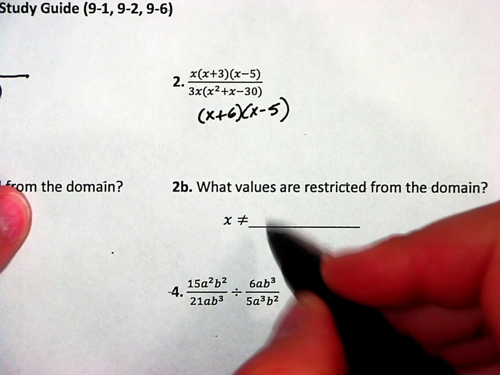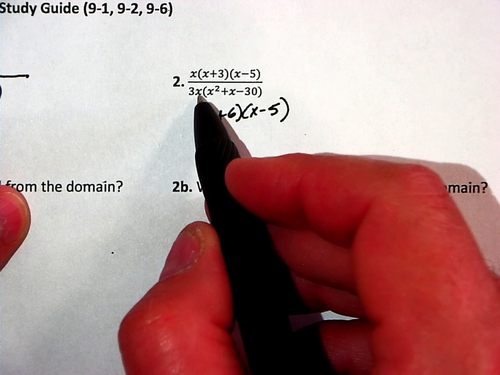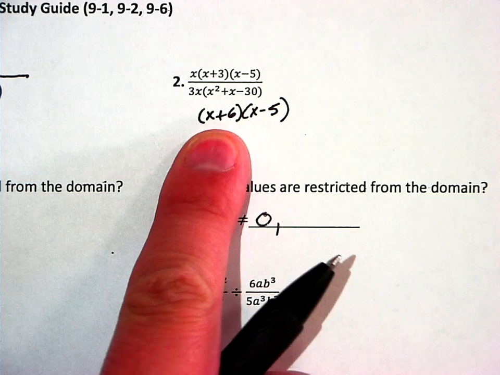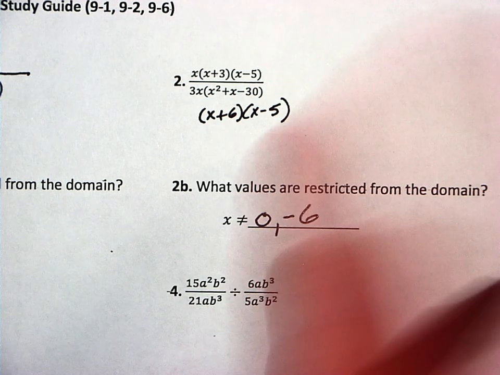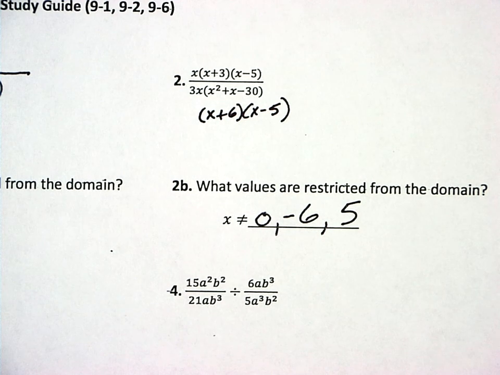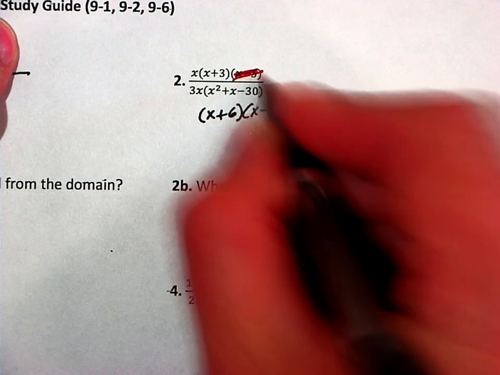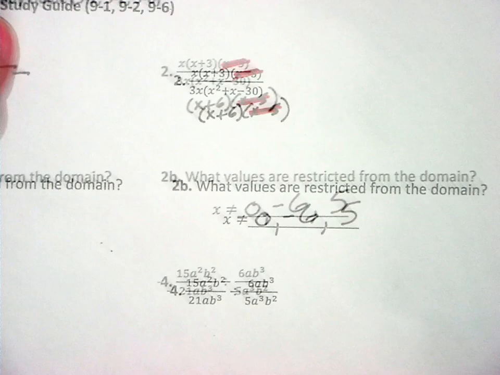All right, what would give me a 0 in the denominator? If that x right there equaled what? 0. So x cannot equal 0. How about that one right there? What would make that a 0? Perfect. And what would make that a 0? Okay. So before we go any further, what can I cancel out? I can cancel out the x minus 5s. Is there anything else?